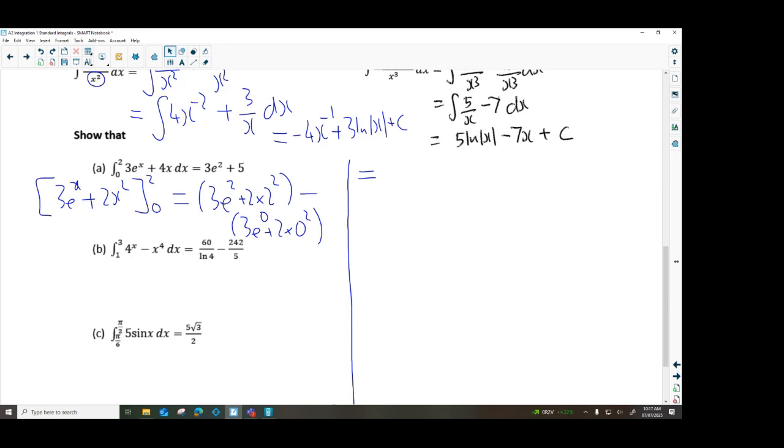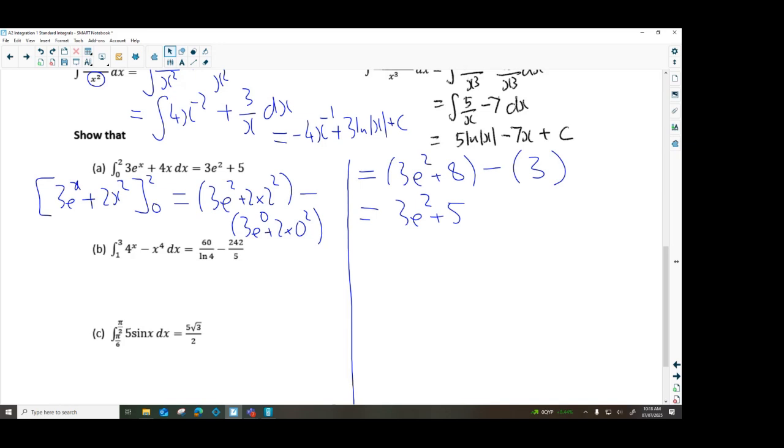By the way, in first year integration questions, if you were doing integrals that started with 0, actually you almost didn't have to bother putting in x is 0 because the answer was 0 anyway. This will not be the case in the second year. So what does that give me? Well, the first term is 3e squared plus 2 times 2 squared. Well, that is going to be 3e squared plus 8. Take away the second term, 3e to the 0 is 3 times 1, which is 3, and 2 times 0 squared is just 0. So that clearly simplifies to give 3e squared plus 5 as was required.